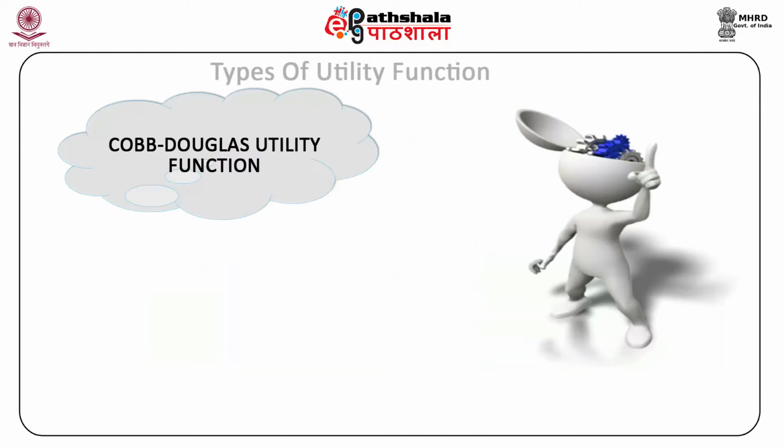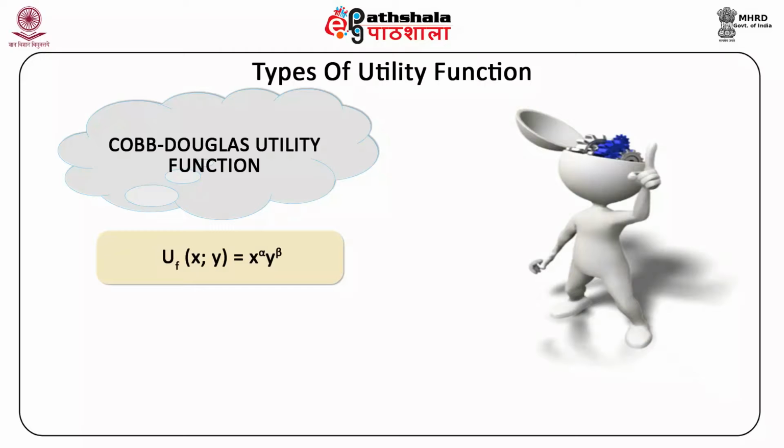First is the Cobb-Douglas utility function. This function we write as UF of X and Y is equal to X raised to power alpha into Y raised to power beta, where alpha is greater than 0 and beta is greater than 0, and describe the preferences of the consumer.